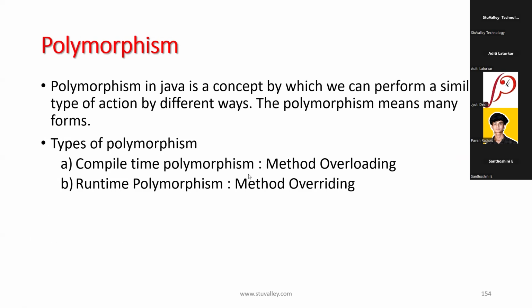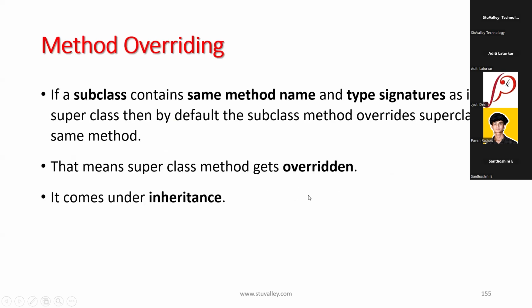We have already seen compile time polymorphism, which is achieved using method overloading in Java. We have seen the method overloading concepts. Now in inheritance, we are going to see the runtime polymorphism concept, method overriding. We can achieve runtime polymorphism through method overriding. So what is method overriding?